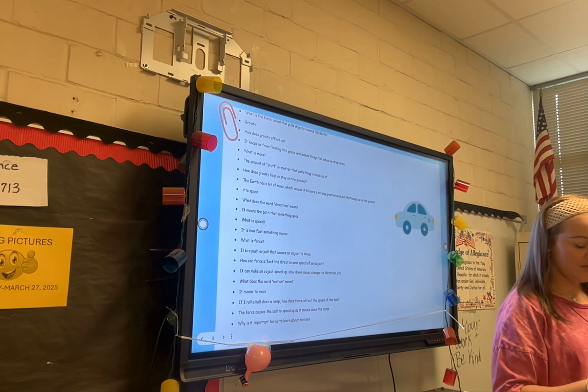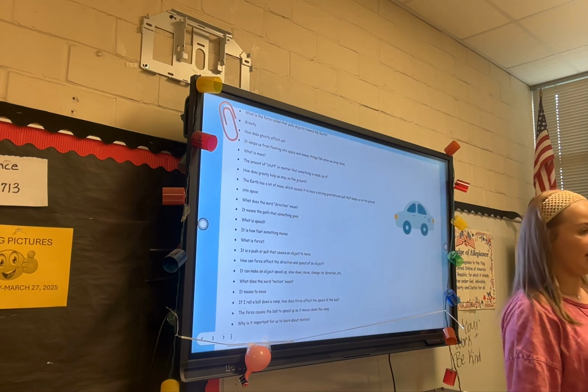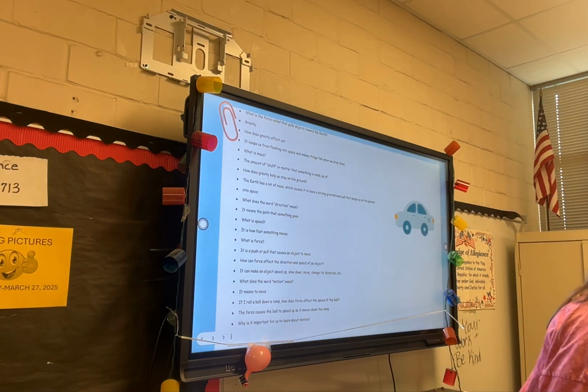So what do you think our world would be like if we did not have any motion? What would it be like, Lily? We would be stuck forever. We would be stuck forever and we would be very still. We'd be paralyzed. Yes. Paralyzed.